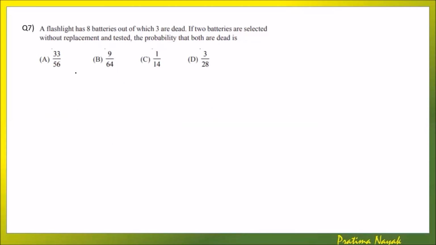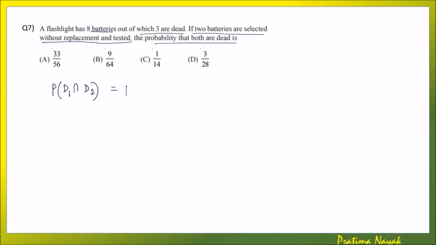Now question number 7. A flashlight has 8 batteries, out of which 3 are dead. If 2 batteries are selected without replacement, the probability of both being dead is 33 by 56, 9 by 64, 1 by 14, or 3 by 28. So we'll select the probability of first dead, again dead.